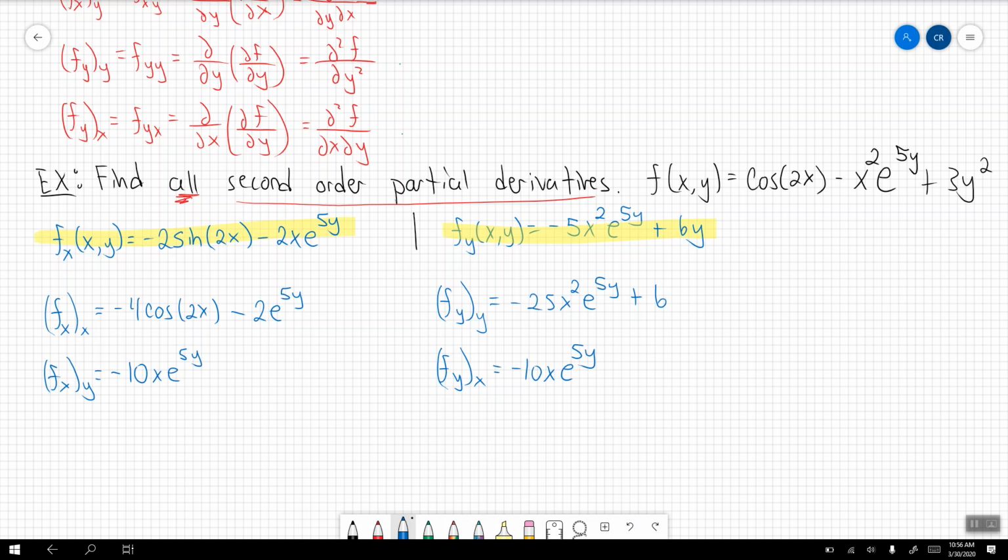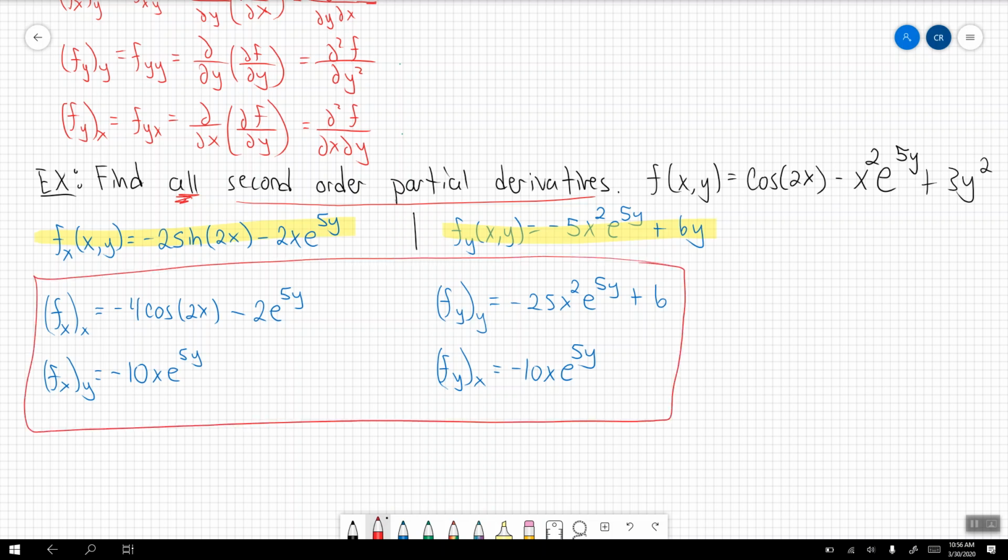Nice. Now I want you to sit back just for a second. We have our answers. These are the answers that we're looking at. Now I want you to sit back really quickly and identify what is happening here. Notice that those two second order partial derivatives are mixed. One was f prime of x, then with y. The other one is f prime with respect to y, then with respect to x. Turns out they are exactly the same.